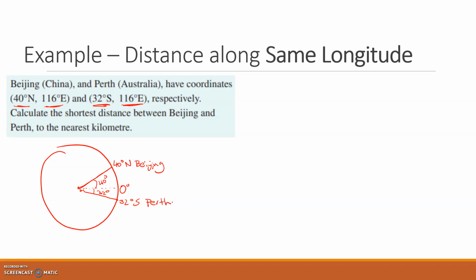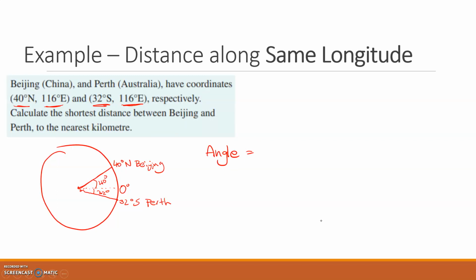In order to work out the distance between those 2 points, I'm finding out what is the arc length between Beijing and Perth. So what distance are we traveling on the Earth's surface? It's an arc because it's on a great circle. So what I can do is I can find the angle.